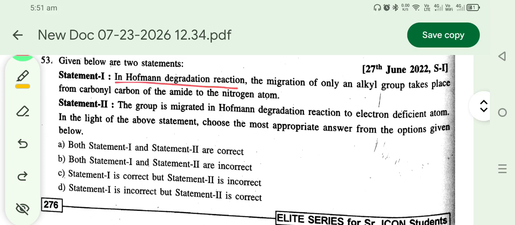In Hoffman degradation, migration of only alkyl group takes place from the carbonyl is the wrong option. The migrated group in Hoffman degradation, the electron deficient atom, in the light of the above statements, choose the most appropriate. In this, statement one is incorrect, statement two is correct. It is based on mechanism. You have to follow the mechanism which was dealt with in class.